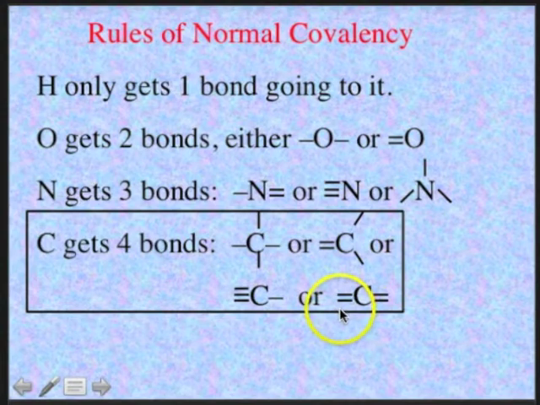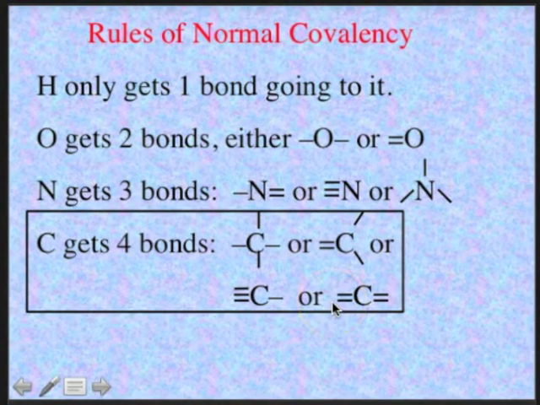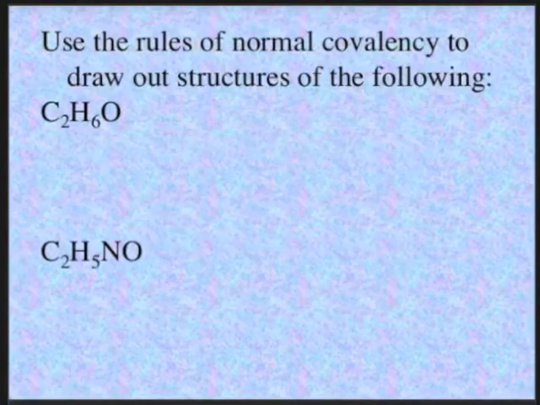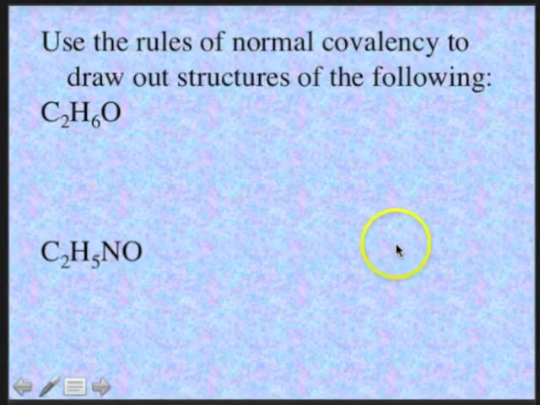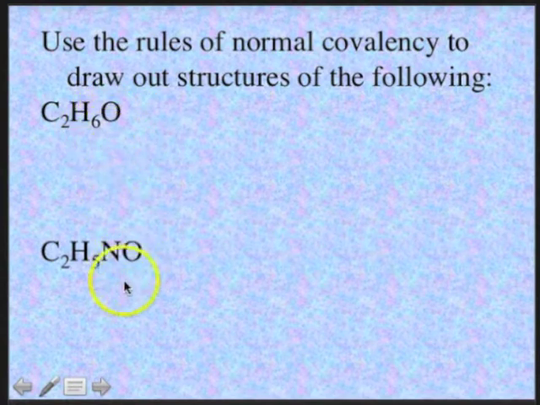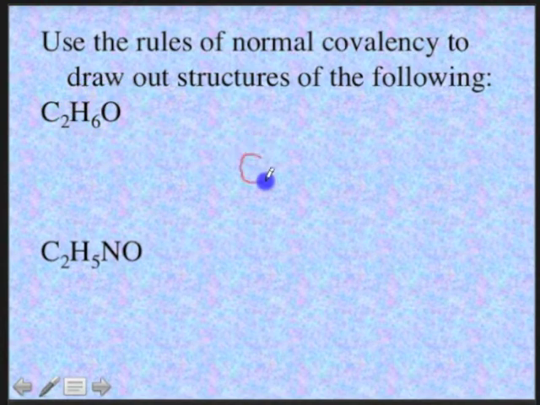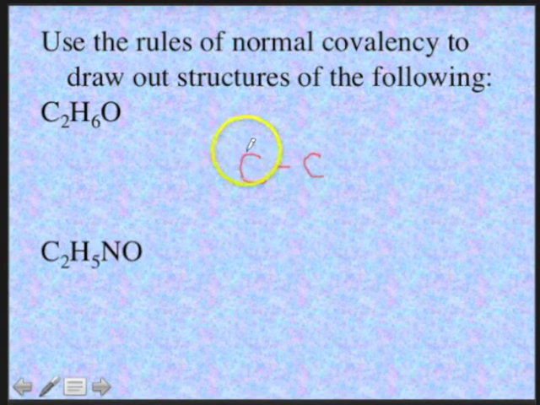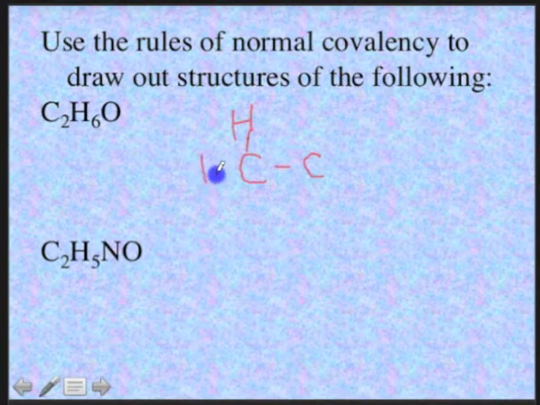So if you're writing a structure which doesn't have a charge, it's not an ion, it's a molecule, you can very quickly put together the structure of the molecule without resorting to Lewis structures, just by following these rules. So let's use these rules to draw out structures for these two compounds here. First of all, C2H6O, what I'm going to do, carbon and carbon, okay? Now I've got 6 hydrogens, so I'll put the hydrogens on each carbon, like that.